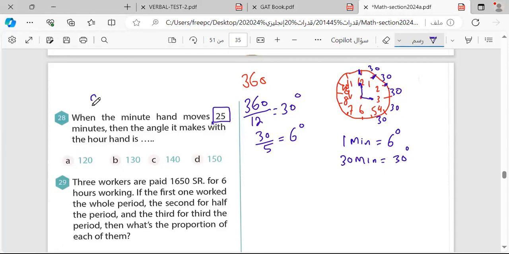Okay, now he asked me, when the minute hand moves 25 minutes, what is the degrees? Okay, 25 minutes. So each 1 minute equals 6 degrees. So you multiply by what? By 6. Then the answer is what? 150. Clear?